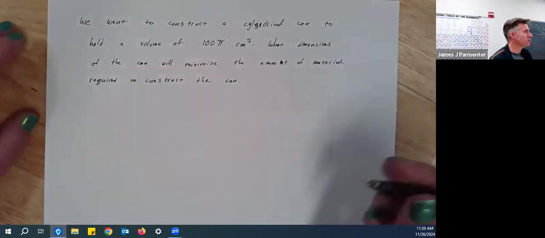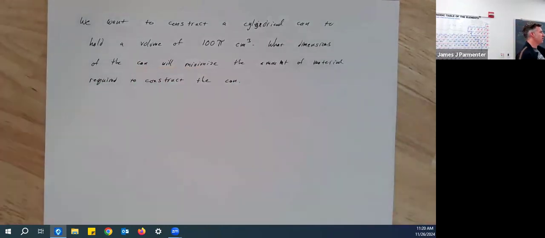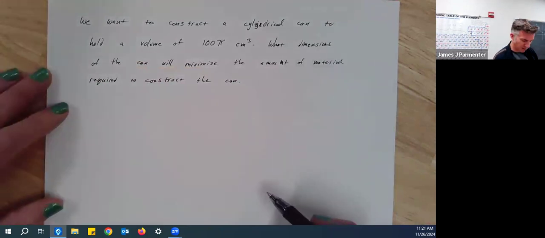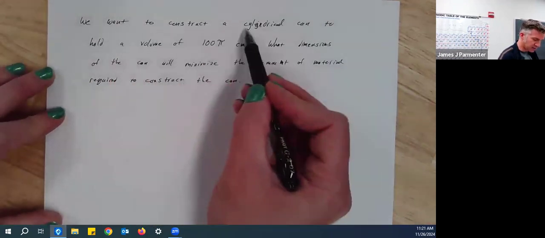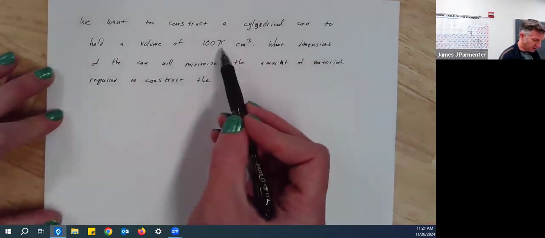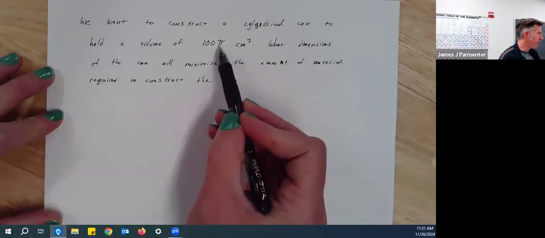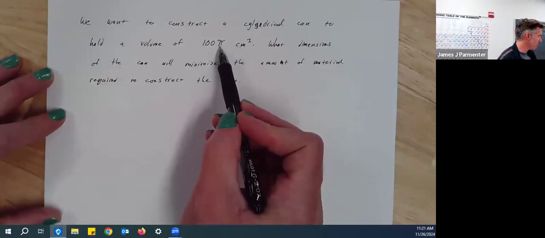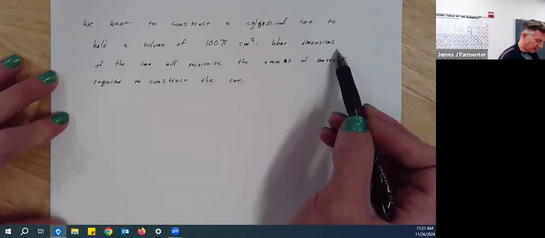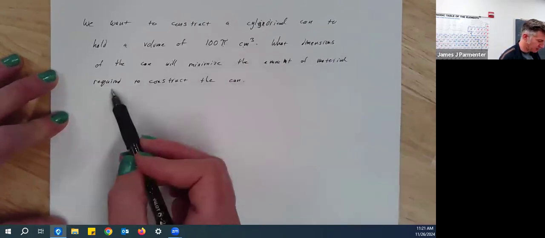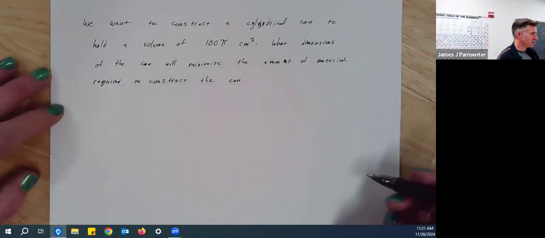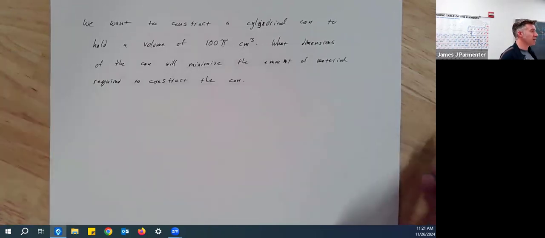With 3D shapes, it's usually you have this much surface area, maximize the volume, or you want this much volume, minimize the surface area. Those are the two kinds of things that happen with three-dimensional shapes typically. And let me read that again because I see some of you being like, what did you write? We want to construct a cylindrical can to hold a volume of 100 pi cubic centimeters. Why the pi there? Because it makes the math easier for the problem. What dimensions of the can will minimize the amount of material required to construct the can? So in other words, this is a volume of something, minimize the surface area.